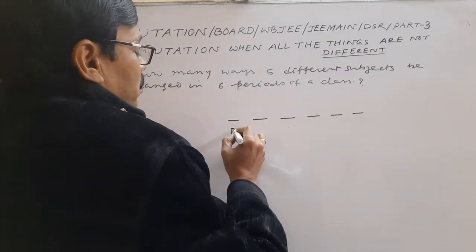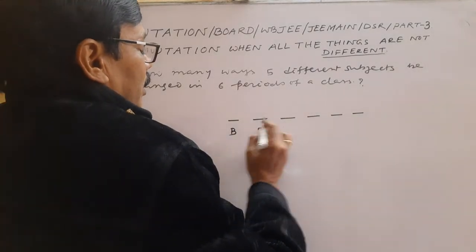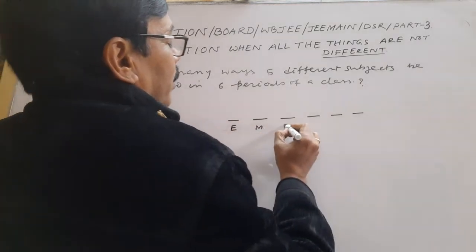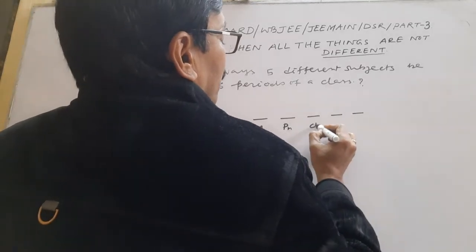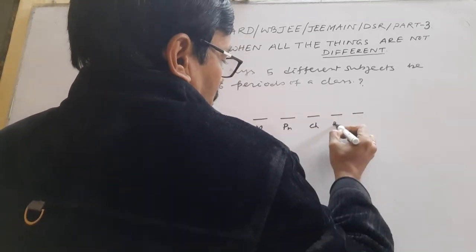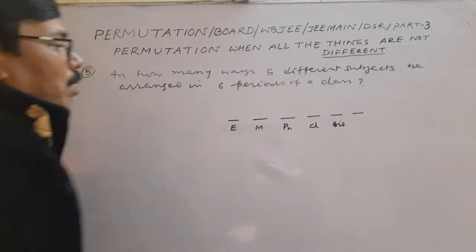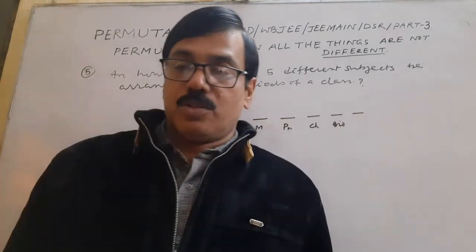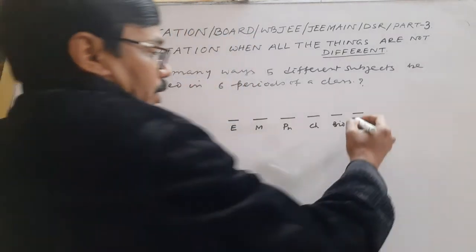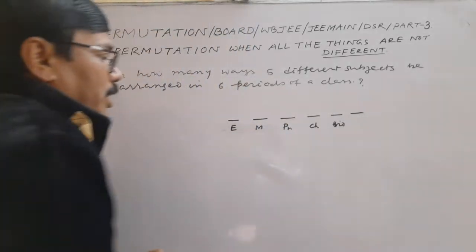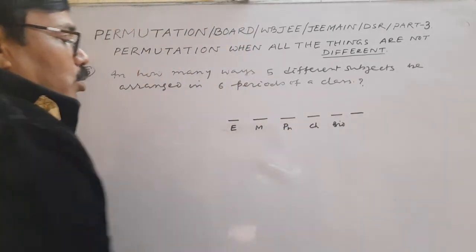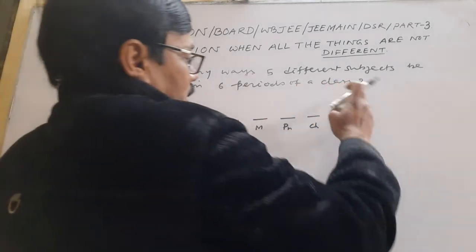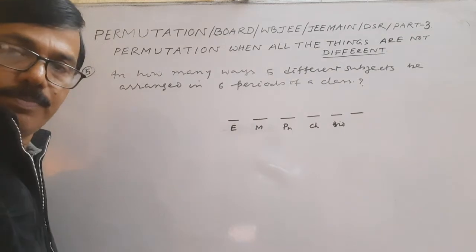Suppose Bengali, English, math, physics, chemistry, biology. 5 subjects and 6 periods. So look, obviously there will be a period in which you have to repeat one subject again, because the number of periods is 6 and the number of subjects is 5.